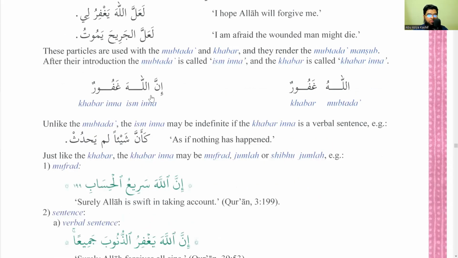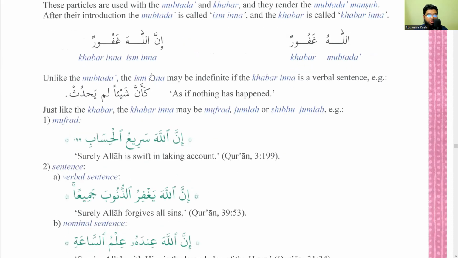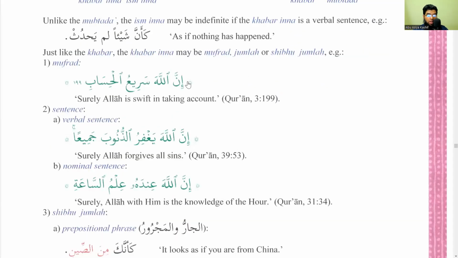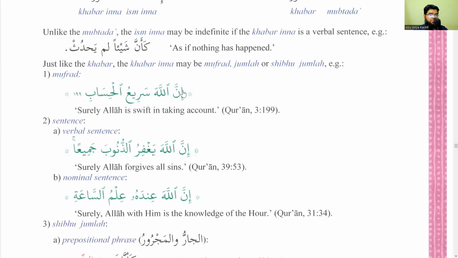Okay. And then he's teaching all this about inna and all that. And the khabar could be a sentence also. Inna Allaha sari'ul hisab, surely Allah is swift. So where's the khabar here? Sari'u. And inna Allaha yaghfiru dhunuba. Where's the khabar here? It could be a verbal sentence. Yaghfiru is the khabar.